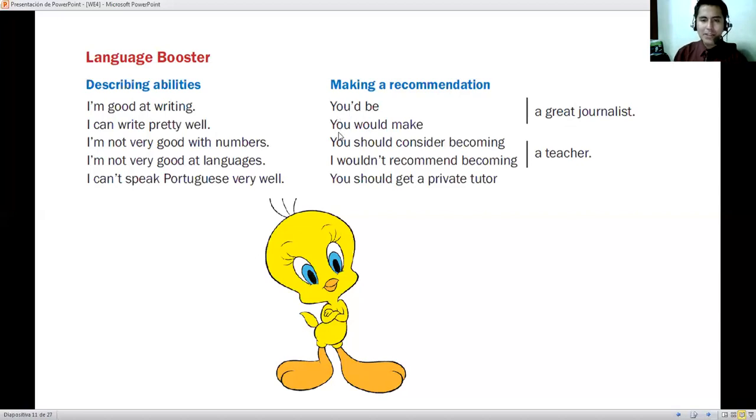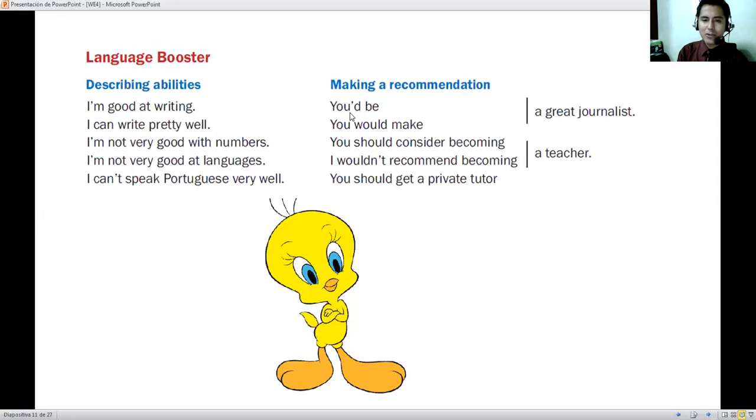What do we have in this part? When we are going to give a recommendation, it could be a positive one or a negative one, no? For example, in this case, we can recommend something good. You'd be a great journalist, you could be a great teacher, you can do it, you have to improve your knowledge and you could be a great teacher. Positive things that are part of good recommendations.